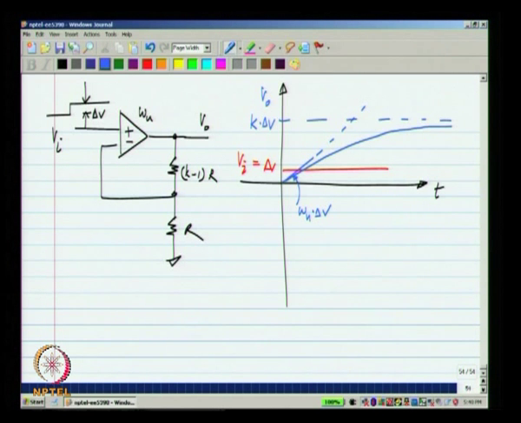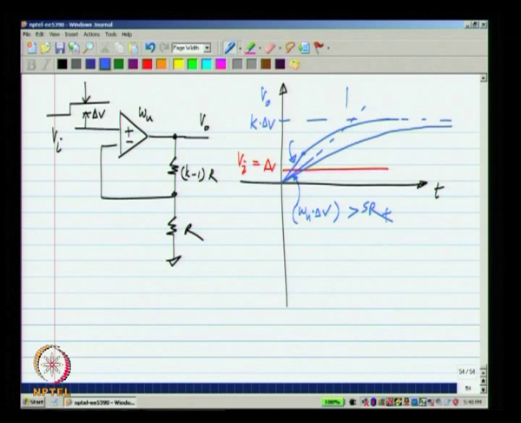Now, what happens is, as you go on increasing the input step, there comes a point where omega u times delta V exceeds the slew rate of the op amp. So, at that point, even if you increase the size of the input step, it always starts at a slope equal to the slew rate, and at some point it reduces and it asymptotically reaches k times delta V. So, this means that basically the output will not be linear with the input anymore. So, that is something to be kept in mind.